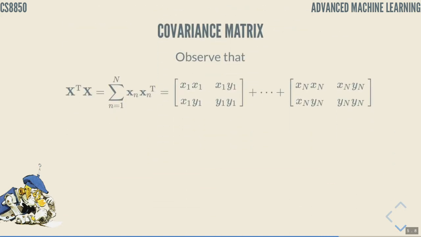For the covariance matrix, observe that if we take our X matrix and transpose it, then each column in X transpose is a sample, and each row in X is a sample as before. But that means we're just taking outer products of those samples and summing them up. This is the same as in spectral decomposition.